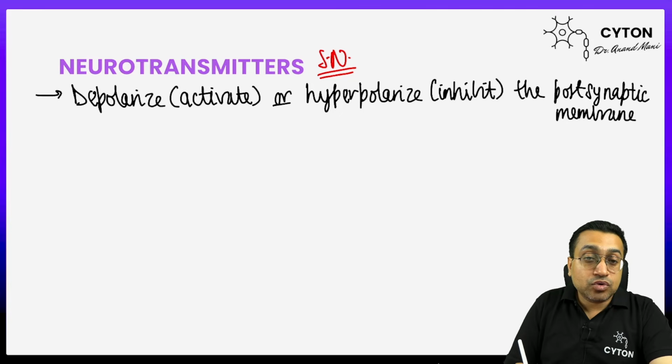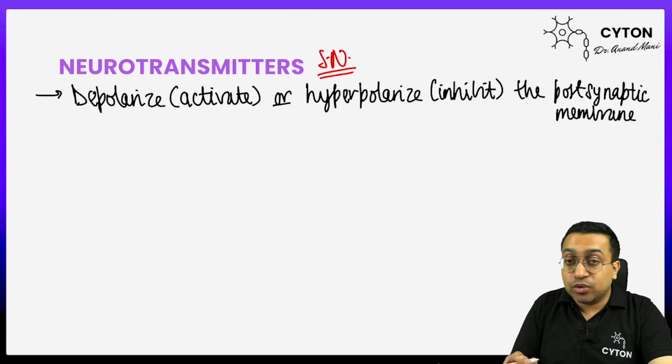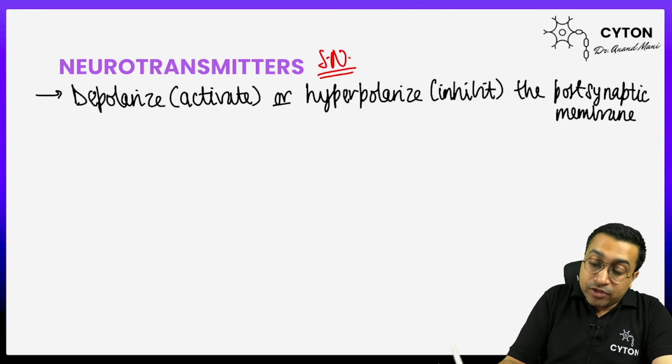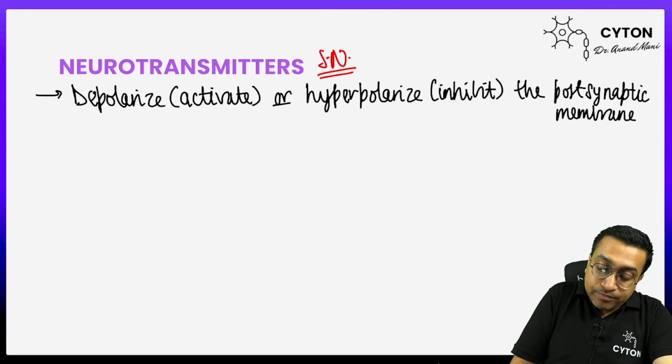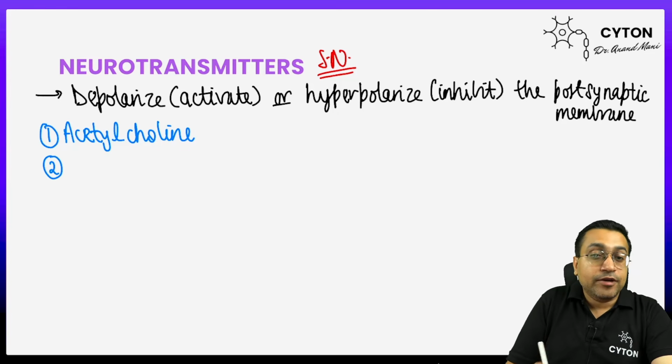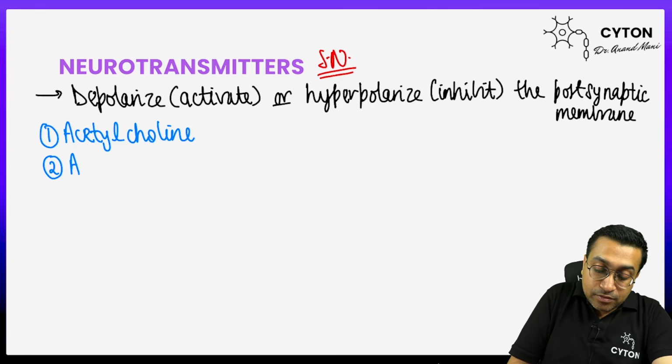Okay, so the neurotransmitters can be grouped based on their chemical nature. Okay, so what are these? Number 1, we have acetylcholine. Number 2, we have amines.